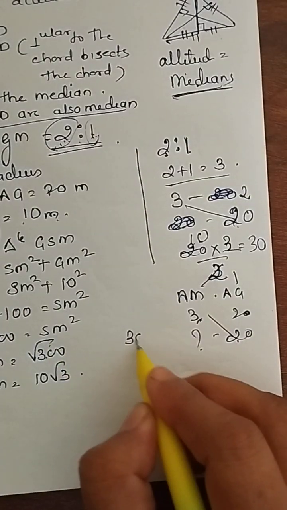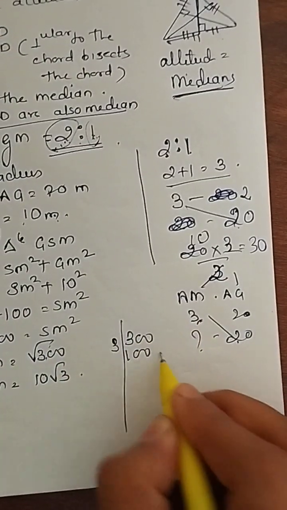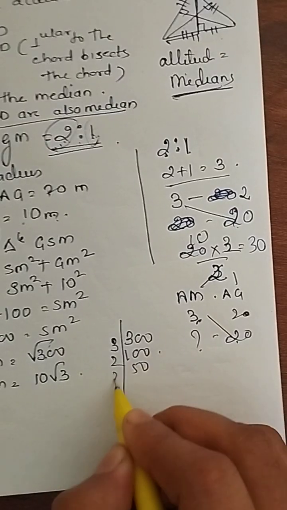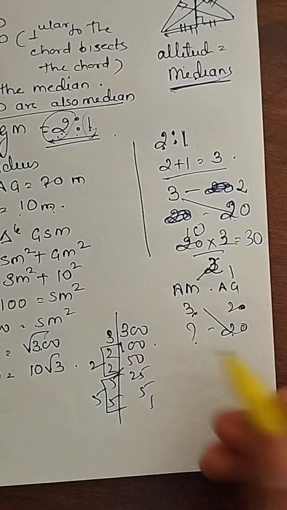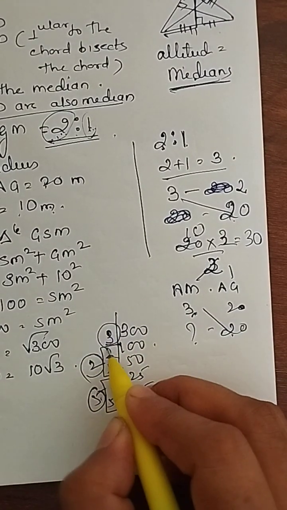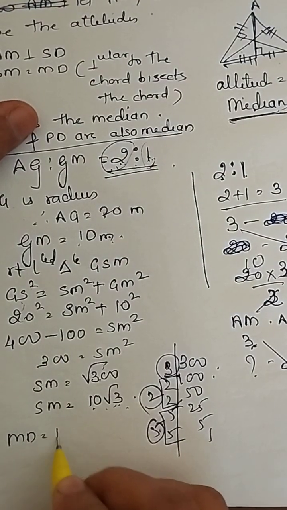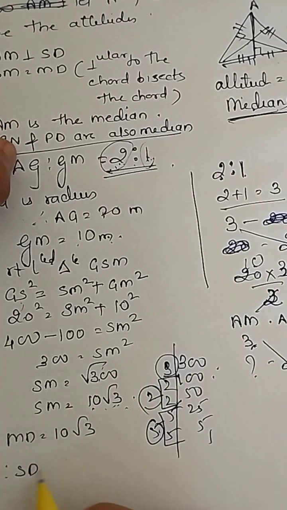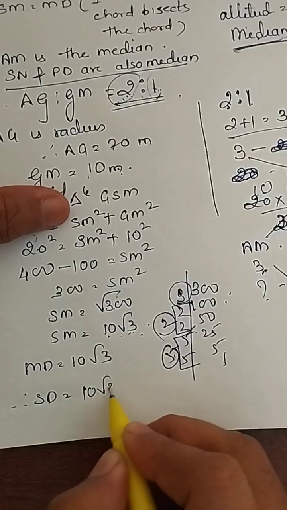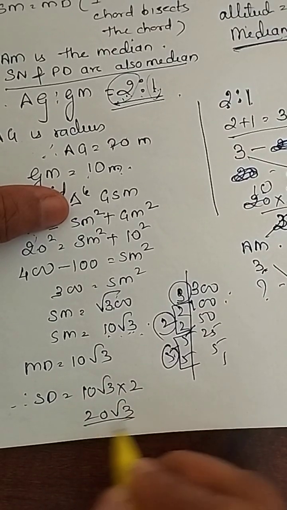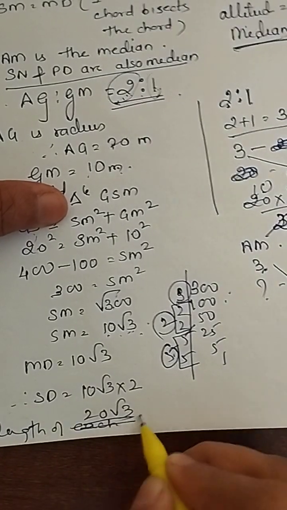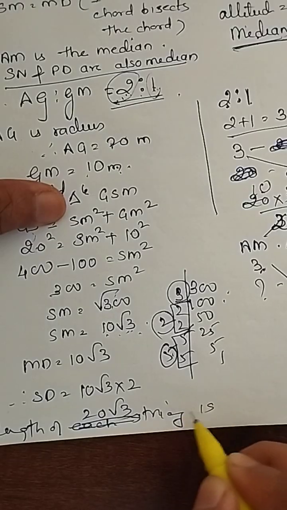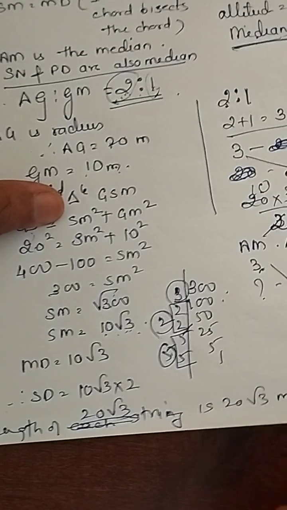How did I get 10 root 3? Remember, 2 fifties are, 2 twenty-fives are, 5 fives and 5 ones are. These two get married, 5; these two get married, 2; 5 2s are 10. This one is unmarried, keep it inside the root, 10 root 3. So SM is 10 root 3, MD also is 10 root 3. So therefore SD is equal to 10 root 3 into 2. The answer is 20 root 3. Therefore the length of each string is 20 root 3 meters.